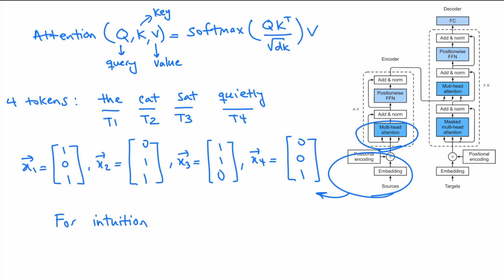And for intuition and simplicity, here I make a very important assumption. I assume that Q, K, and V, these three matrices, are exactly the same as this X matrix, which is the matrix of embeddings. In general, we can multiply this X matrix by other matrices to create these matrices Q, K, V. But again, for simplicity, let's assume that all of these equal X.